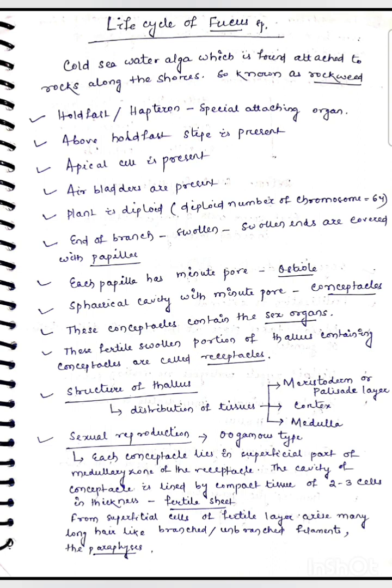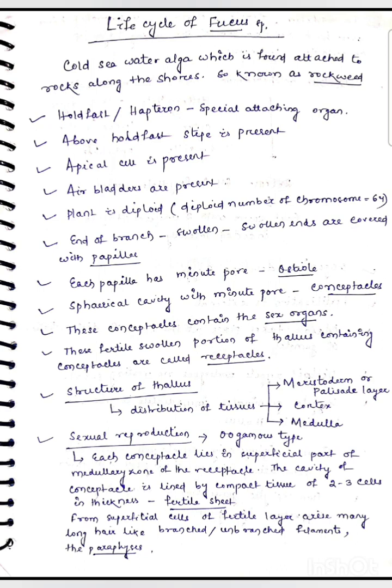Then the structure of the thallus. In the thallus, different types of tissues are arranged, like meristoderm or palisade layer, then cortex, then medulla. Then sexual reproduction is oogamous type. Each conceptacle lies in the superficial part of the medullary zone of the receptacle. The cavity of the conceptacle is lined by compact tissue of 2 to 3 cells in thickness, the fertile layer.